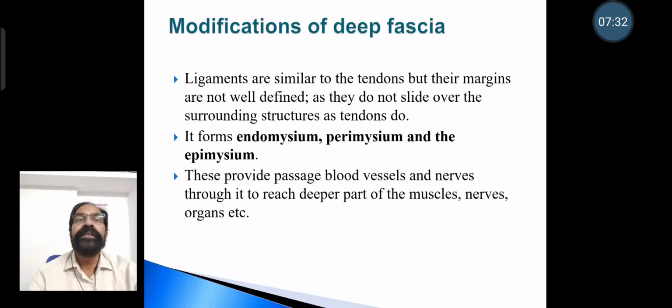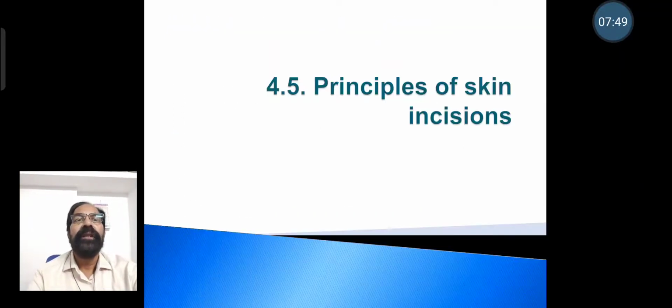It forms endomysium, perimysium, epimysium. These provide passage to blood vessels and nerves to reach deeper parts of the muscles and organs. Then principles of skin incisions.